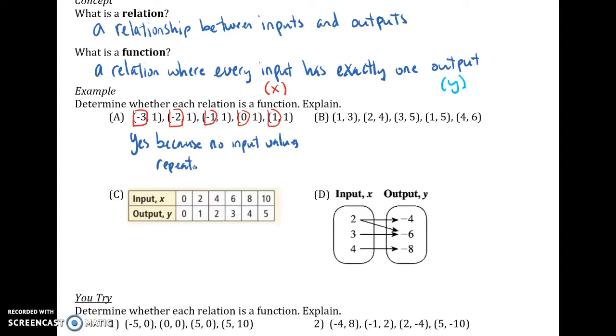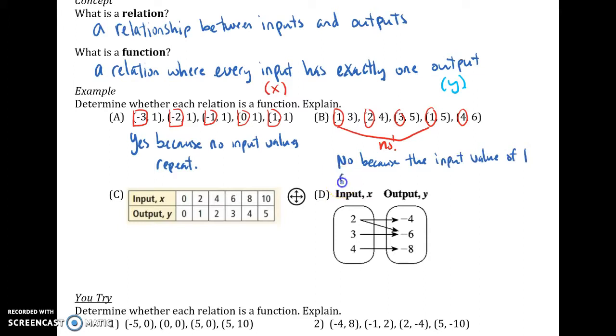Now compare that to part B. Again, we don't care about the y's, we only care about the x. So 1, 2, 3, 1 and 4. These repeat, so we don't want that in a function. So we're going to say this is no because the input value, or the x value, of 1 repeats or has more than one output.